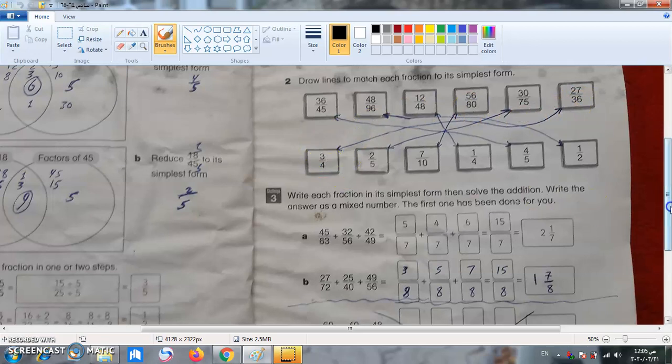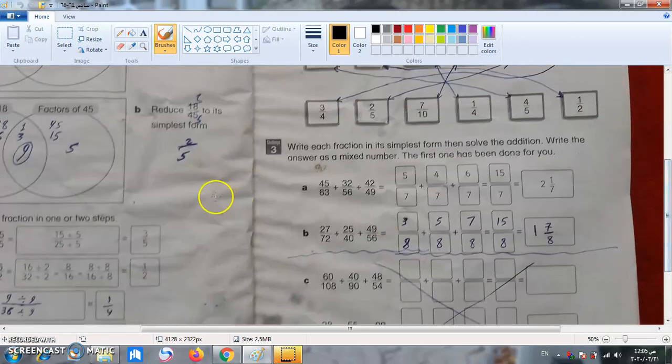The last exercise in our lesson, he said, write each fraction in its simplest form, then solve the addition. Write the answer as a mixed number.